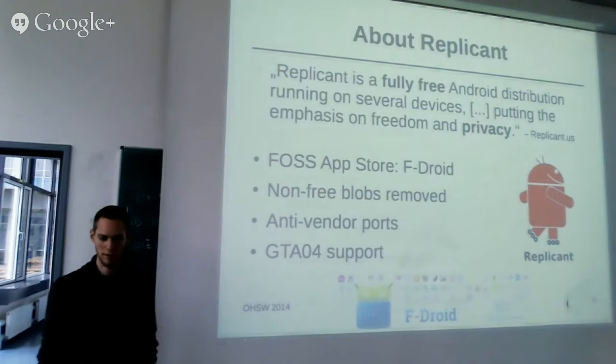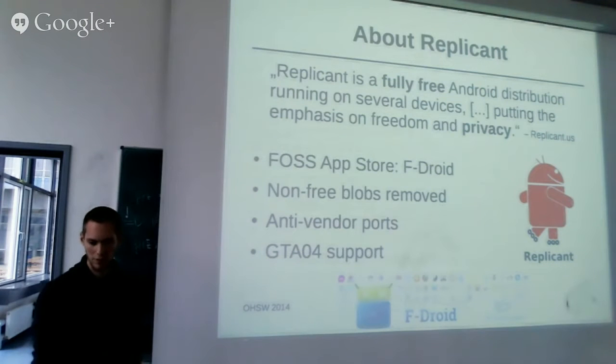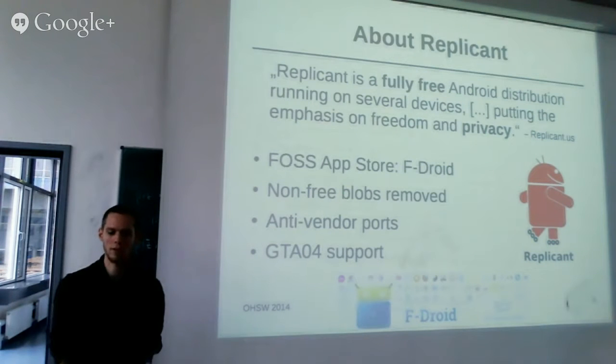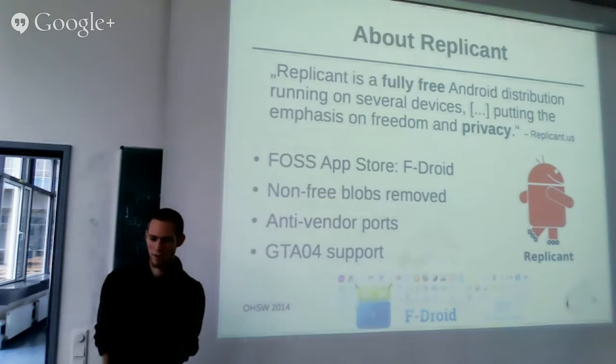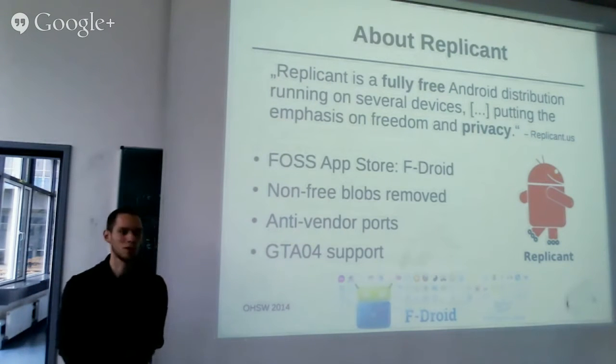So there's a page from the Replicant project website which describes Replicant, and I'd like to read it. Replicant is a fully free Android distribution running on several devices, putting the emphasis on freedom and privacy. So now we know Replicant is some sort of Android, and Android is promoted to be an open source project. It seems it's not fully open source, so that's why there's Replicant. They take the Android source code and try to make it 100% open source software.